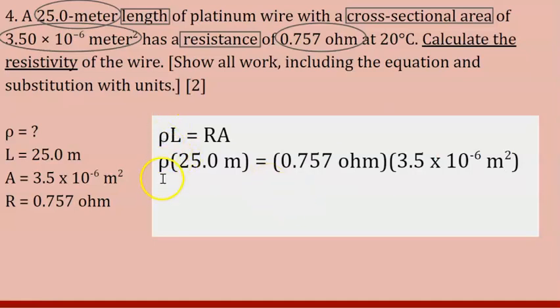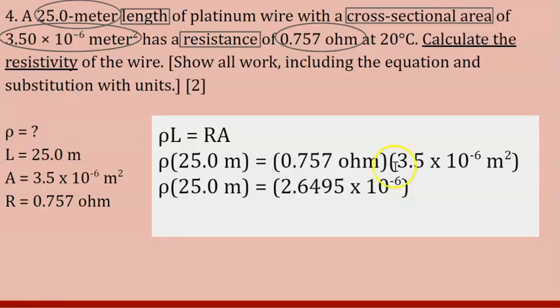Rho stays rho because that's what I'm looking for. L becomes 25, R becomes 0.757, and A becomes 3.5 times 10 to the negative 6. And you can see that having those values listed here makes it really fast to just plug those numbers in. My next step is going to be multiplying these two numbers together. I can't do it all at once because the equal sign is right there in the way, so I'm just going to multiply these two numbers first.